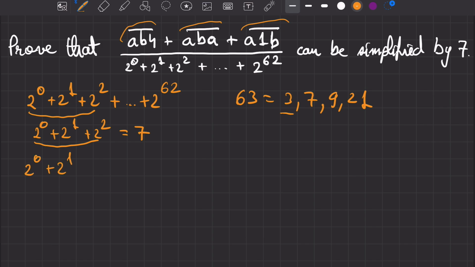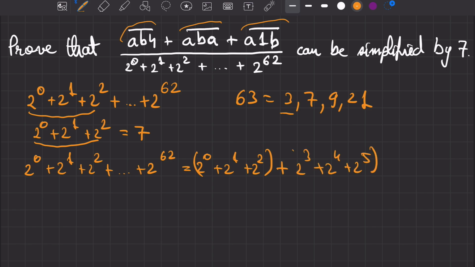2 to the power of 0 plus 2 to the power of 1 plus 2 to the power of 2 plus and so on plus 2 to the power of 62 can be written as, let's group 3 by 3: 2 to the power of 0 plus 2 to the power of 1 plus 2 to the power of 2 plus, let's take the next 3 terms, 2 to the power of 3 plus 2 to the power of 4 plus 2 to the power of 5 plus and so on plus, let's take the last 3 terms, 2 to the power of 60 plus 2 to the power of 61 plus 2 to the power of 62.